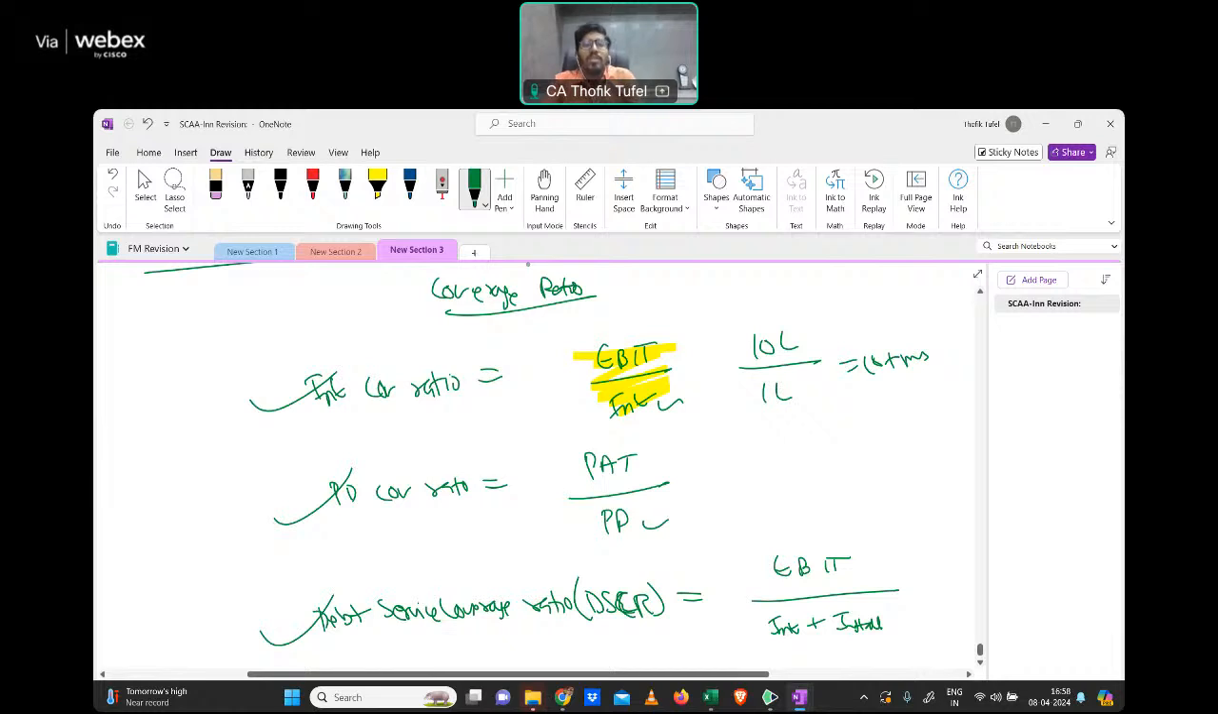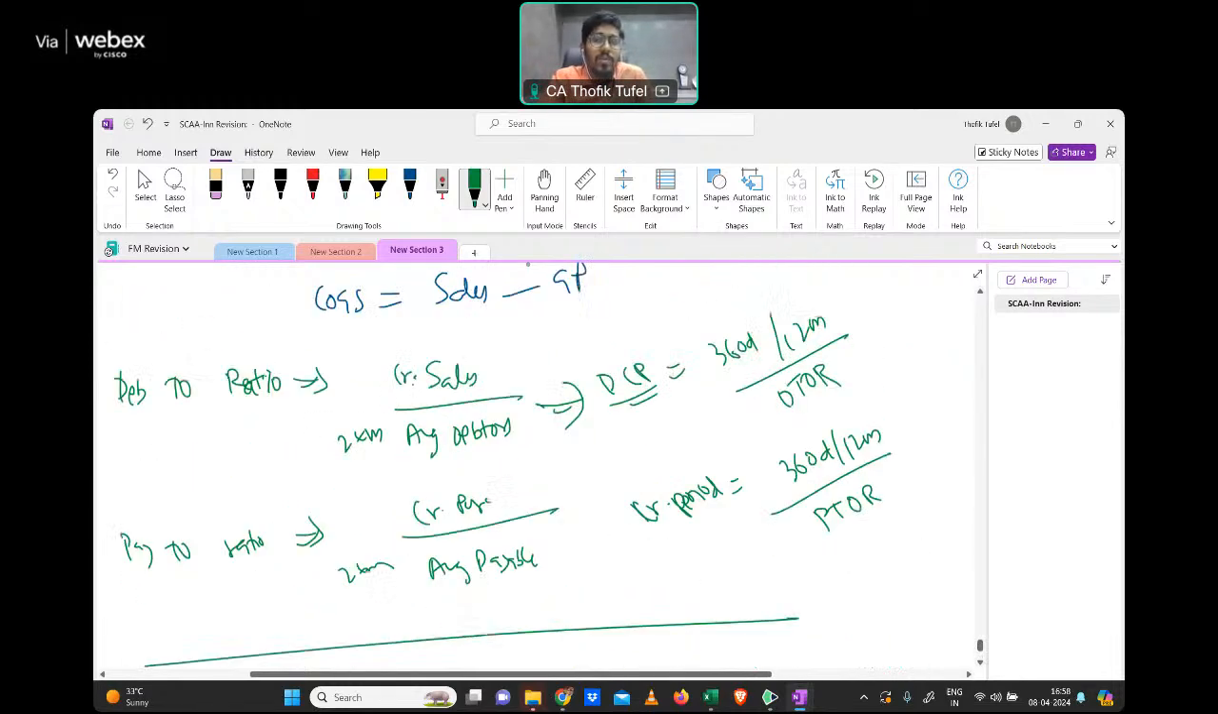So these are the three important coverage ratios. Interest coverage ratio is EBIT divided by interest, preference dividend coverage ratio is PAT divided by preference dividend, and debt service coverage ratio is EBIT divided by interest plus installment.